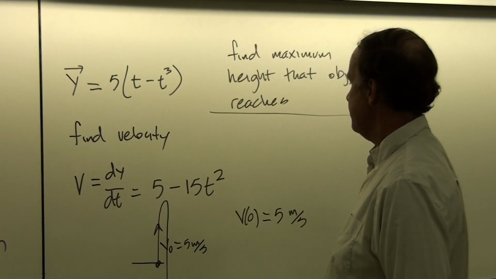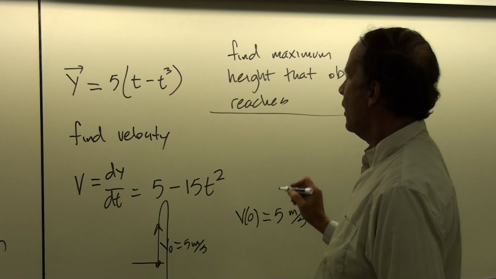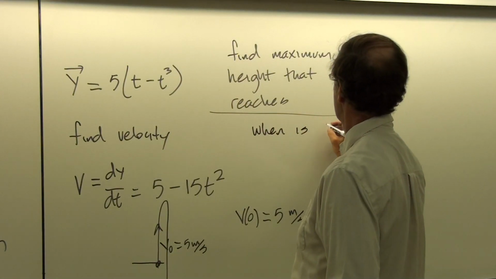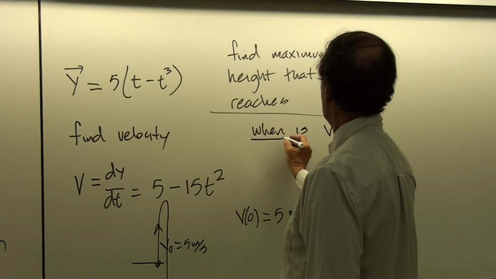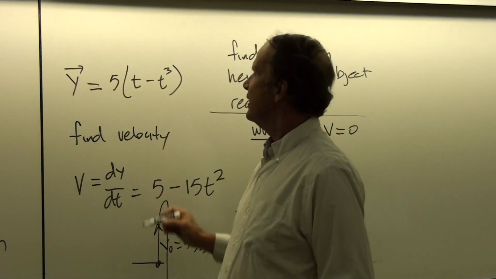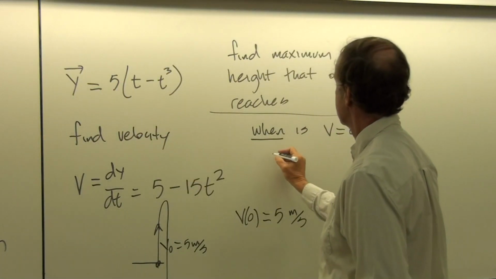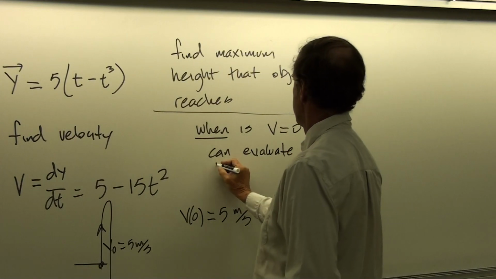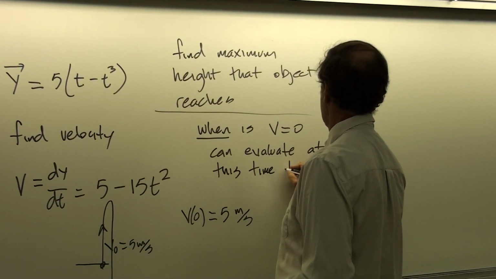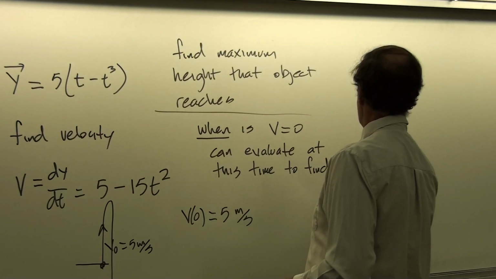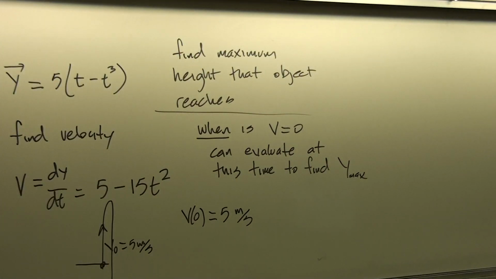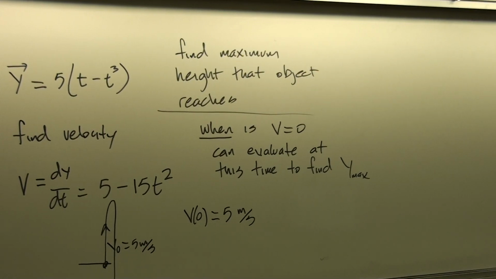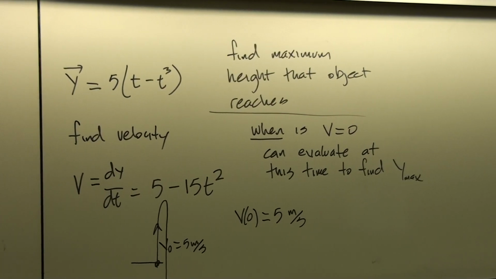So what's our technique going to be here? Well, we're going to need to know when the final velocity is 0. And once we know when it's at 0, then we can evaluate and find y max. Okay, so that is going to be my strategy for solution, that I'm going to look at what time corresponds to the velocity being 0.